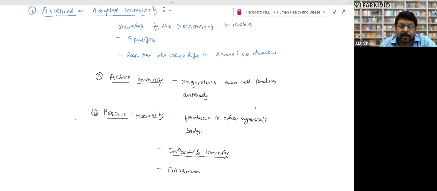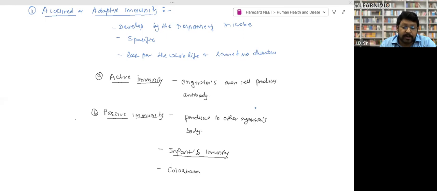After some time, I will recover. But those antibodies are not going to die. They may remain for a few months, a few years, or the whole lifetime. It depends on disease to disease and pathogen to pathogen, right? So that is a kind of active immunity, because my own WBC, my own cells, have produced the antibodies.